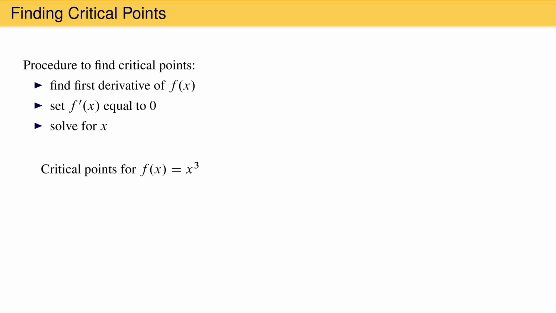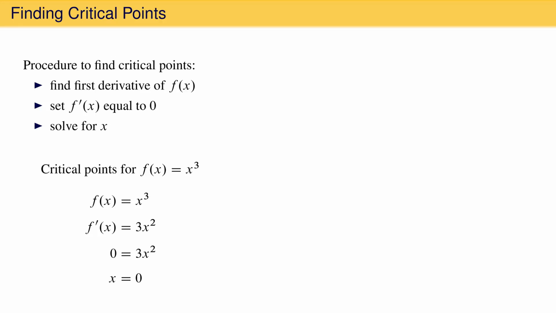Let's consider the function x cubed. To find its critical points, we write down the function, find its first derivative, which is 3x squared. We then set that equal to 0 and solve for x. The only value of x that makes 3x squared equal to 0 is in fact 0. The function x cubed therefore possesses a critical point at x equals 0. That's the same result we obtained graphically.